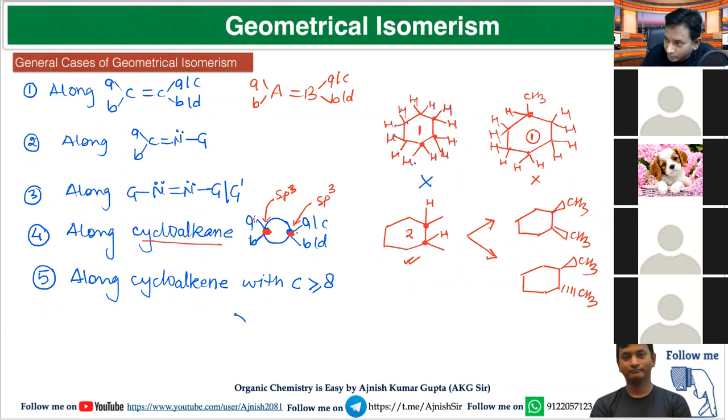If you are going to think about cycloalkene, that means the double bond is present inside the ring. In that case, the number of carbons will be 8 or greater than 8. If the number of carbons is 8 or greater, only then will the cycloalkene show GI. Is it clear?